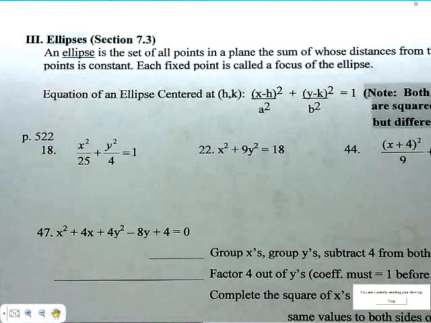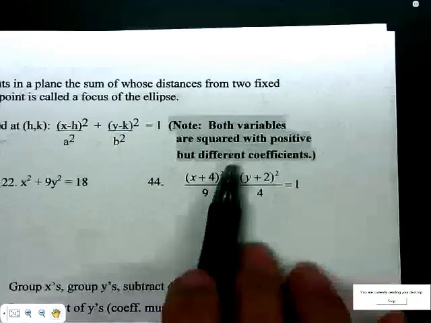Memorizing center, radius, form, or general form. Beautiful. Both variables are squared. Now you'll see that that's true for ellipses and hyperbolas as well. Parabola is the only conic section where not both variables are squared, but circles are different than ellipses in that they have the same positive coefficient and ellipses have different positive coefficients.